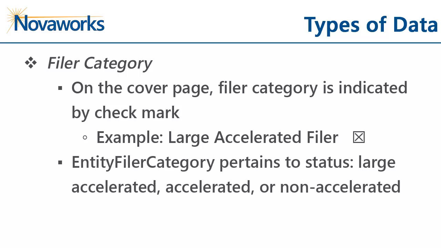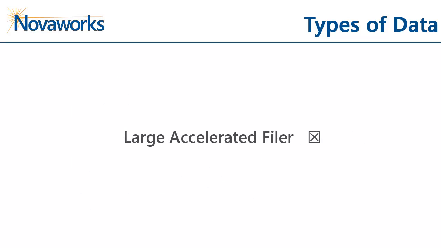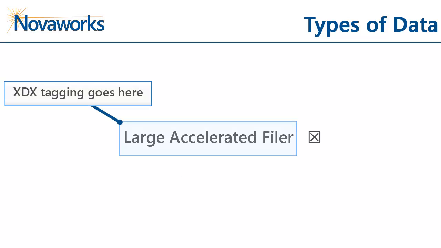The entity filer category element pertains only to the large accelerated, or non-accelerated status. For this element, you will tag the text of the checked item. For example, you tag the text large accelerated filer if you are a large accelerated filer, instead of the ballot box character.